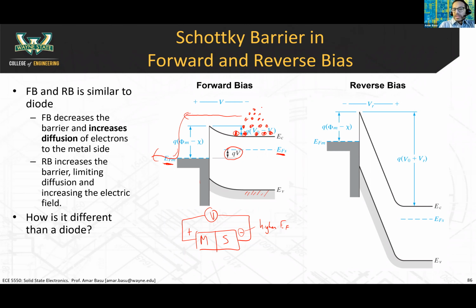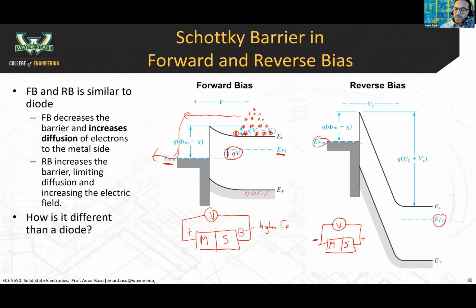How about the reverse bias? When we reverse bias, just like a diode, this is obviously self-explanatory at this point, but just drawing it anyways. This is where the semiconductor side has a positive potential and the metal has the negative potential. So the semiconductor side has a lower Fermi level. So you have your lower Fermi level here, EFS, EFM.